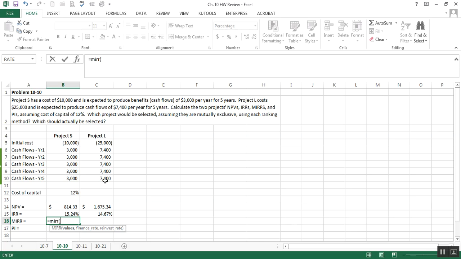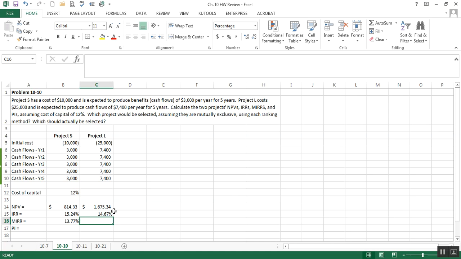MIRR. We're going to look at all of the cash flows, and then it's going to ask us for the finance rate and the reinvestment rate. That is equivalent to the cost of capital. So you're going to put in the cost of capital as the finance rate and as the reinvestment rate. In some scenarios they may be different, but that's beyond the scope of this course. So the MIRR is 13.77 for Project S, and Project L is 13.46.